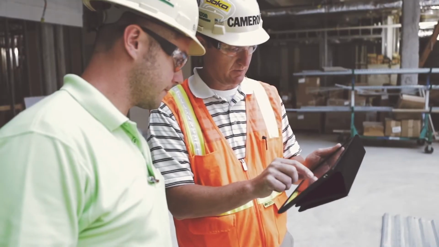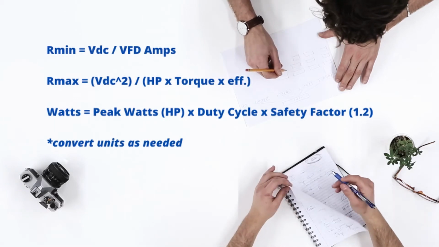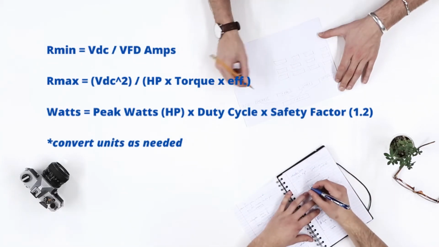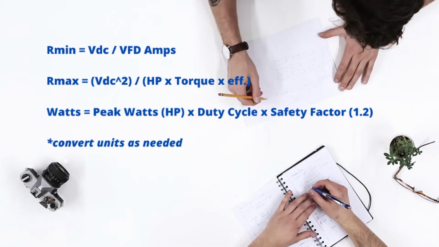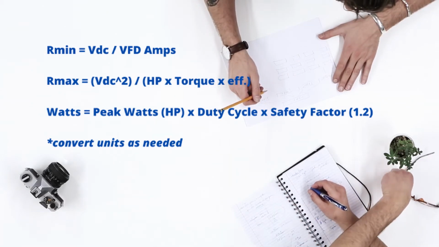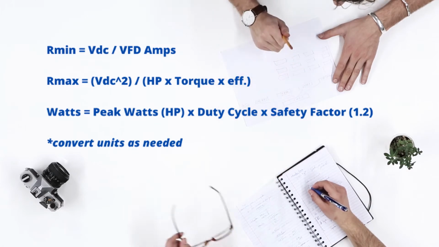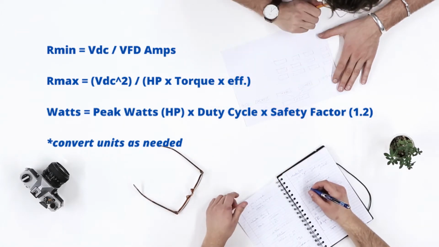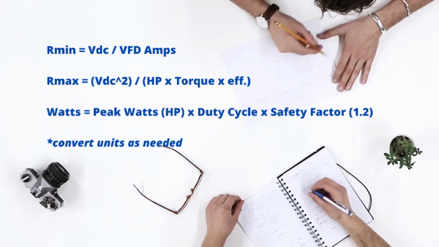Once you have the aforementioned information together, you can begin brake selection by taking advantage of the equations shown on screen. The Rmin and Rmax equation will let you know the minimum and maximum resistance level that will be required for the dynamic brake. Choose a value in between. The wattage equation will let you know the required wattage of the dynamic brake.